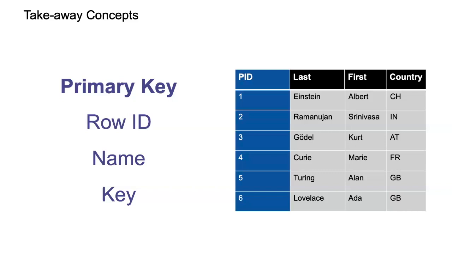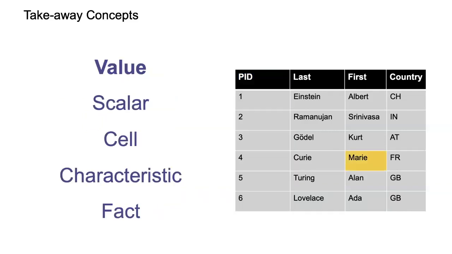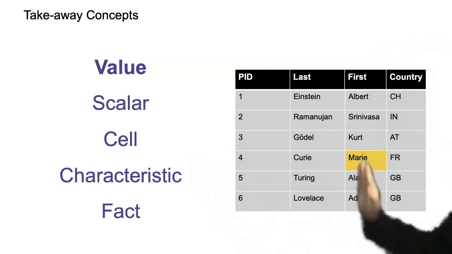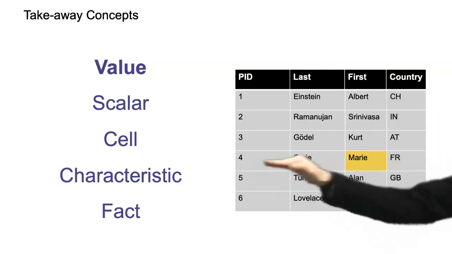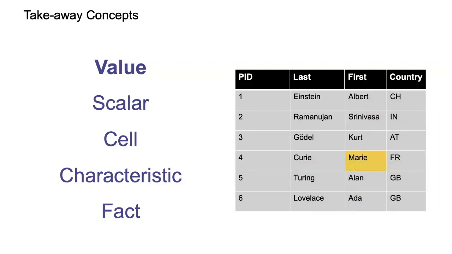Who is with me? Table, row, column, primary key. This is easy, right? That's just the high level. There's no math yet, right? This is just a high level description. Finally, we have the notion of value. So if you take a specific record and a specific attribute, that is going to give you a cell, a value, a scalar, a characteristic, a fact. So again, these are all synonyms of the same thing. I probably will use the word value or cell today. All right, so the intersection of a record and an attribute, right? So we say that Mary is the value associated with the attribute first in record number 4, right, with primary key PID 4.